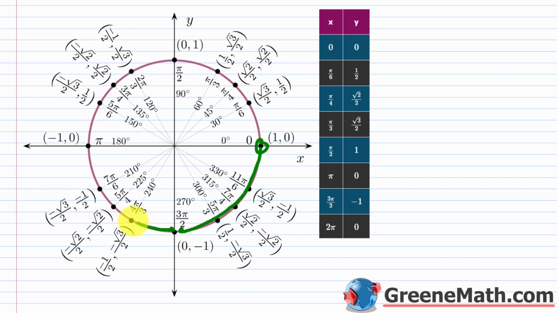Then as I keep going, I'm going to end up with negative pi. The sine value is 0, right? This is coterminal with pi. Then as I continue, I'm going to end up with negative 3 pi over 2. This is coterminal with pi over 2. So the sine value here is going to be 1. And then finally, as I make my full rotation going clockwise now, okay, I'm going to end up with negative 2 pi, and my sine value there is going to be 0 once again.